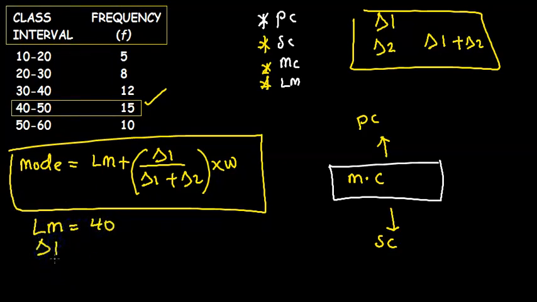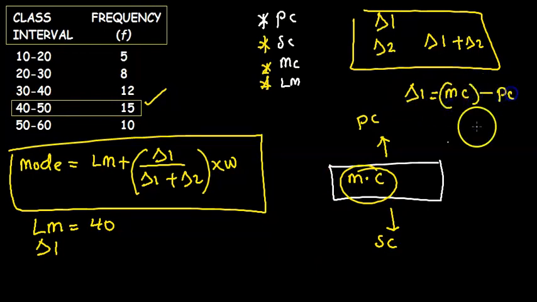What about our delta 1? For us to find our delta 1, we are going to say MC, which is the modal class, minus PC. In this case, notice that what we have immediately, right? We have MC is 15 minus PC, which is up here. Our PC is simply going to be 12. In this case, 15 minus 12 is simply going to be 3. Therefore, our delta 1 is simply going to be 3.